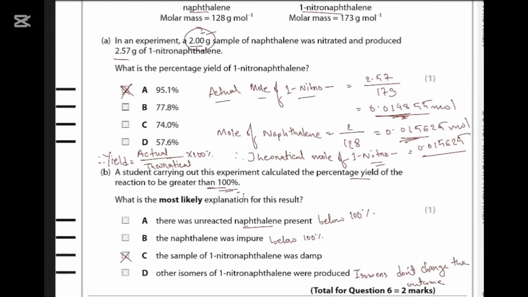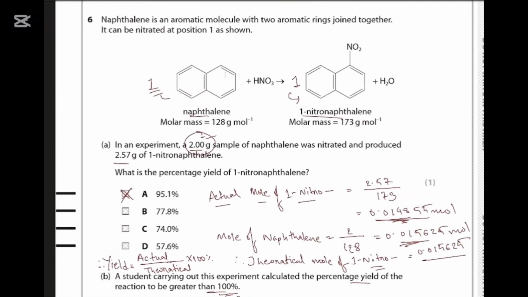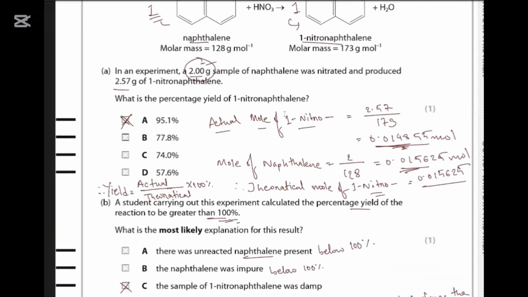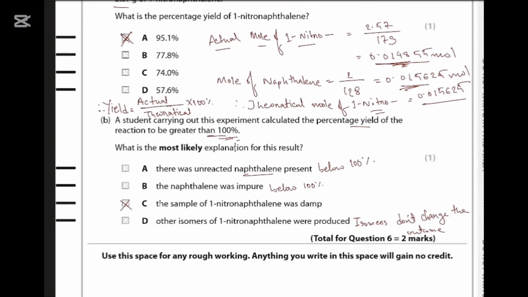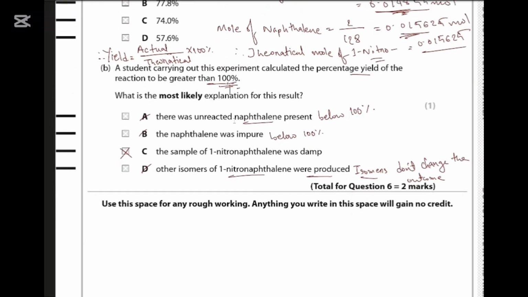B, the naphthalene was impure. Same logic. If it was impure, that means some of the naphthalene is not reacting. Therefore, the yield should be less than 100%. C says the sample of 1-nitronaphthalene was damp. This could be the reason, but if you look at D, other isomers of 1-nitronaphthalene were produced. Different isomers of the same product don't affect the yield because it's the same product. So yield would have been the same as what we found, 95.1%. So since A, B, and D do not explain why the yield was greater, C must be the answer by process of elimination.